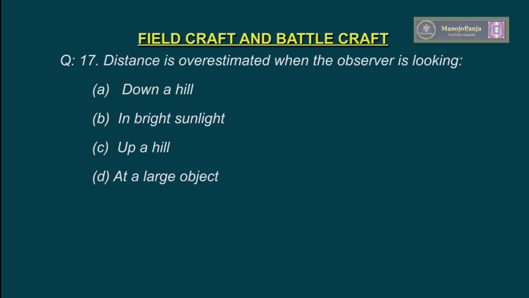Question 17. Distance is overestimated when the observer is looking A. Down a hill. B. In bright sunlight. C. Up a hill. D. At a large object. Right answer C. Up a hill.